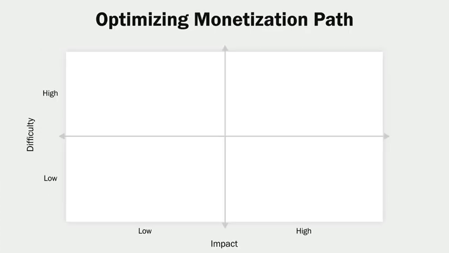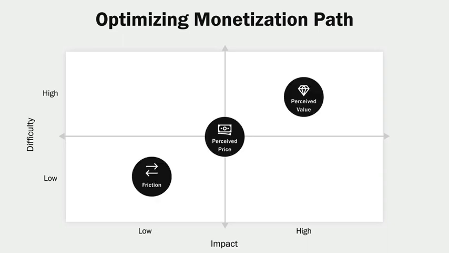At the end, we'll wrap it all up by talking about the monetization path and what order of operations you should be looking at for dealing with these things. In the next lesson, we're going to dive deeper into that first component, perceived value.